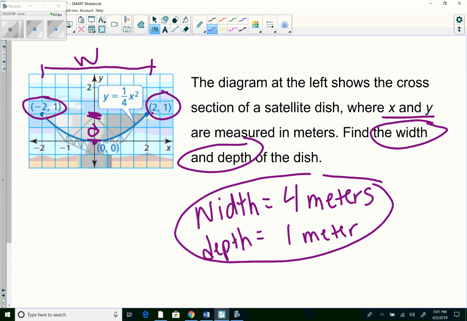The satellite dish is in the shape of a parabola. They just kind of want to, again, get you kind of thinking about it. Again, take a look. This is y equals 1/4 x squared, and that's a really, really wide graph. It's wider than your basic x squared graph would be.